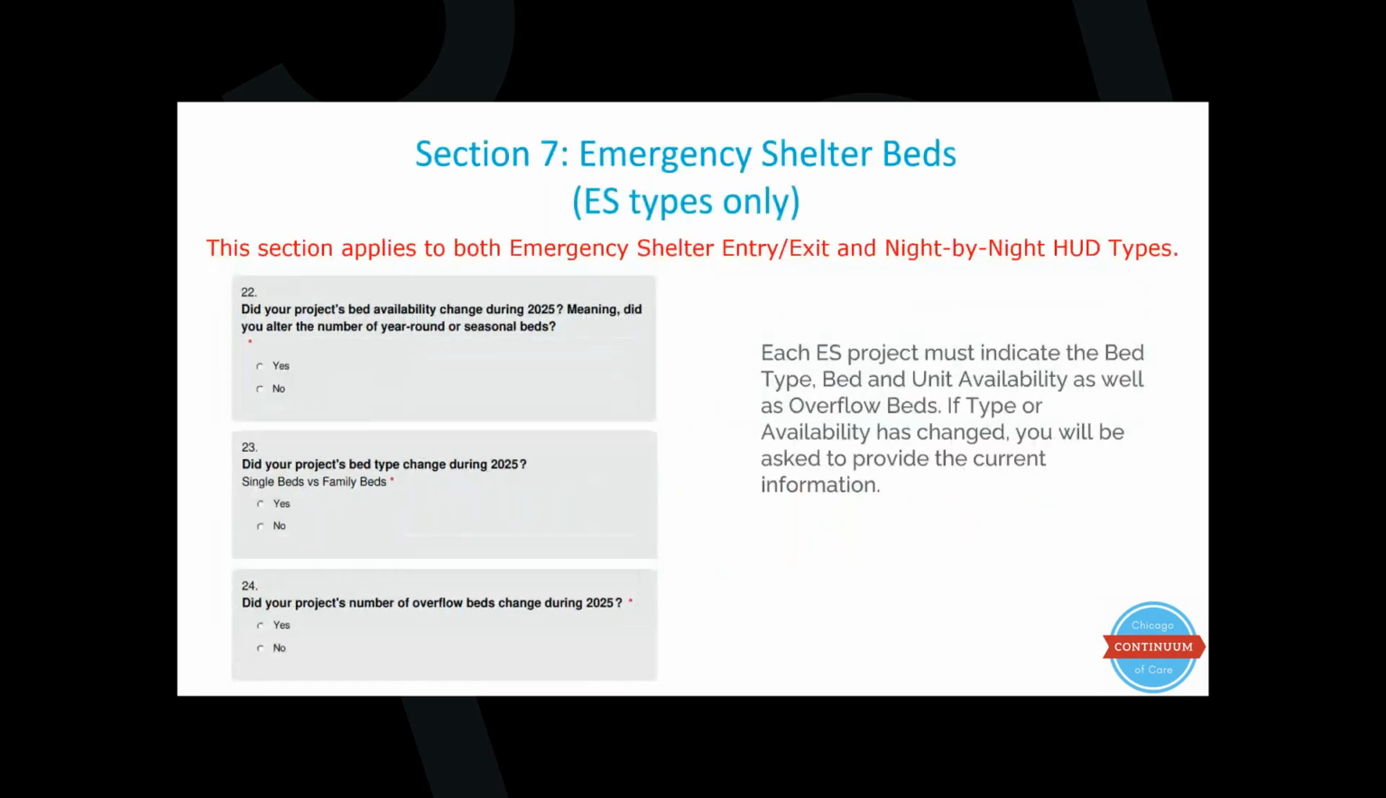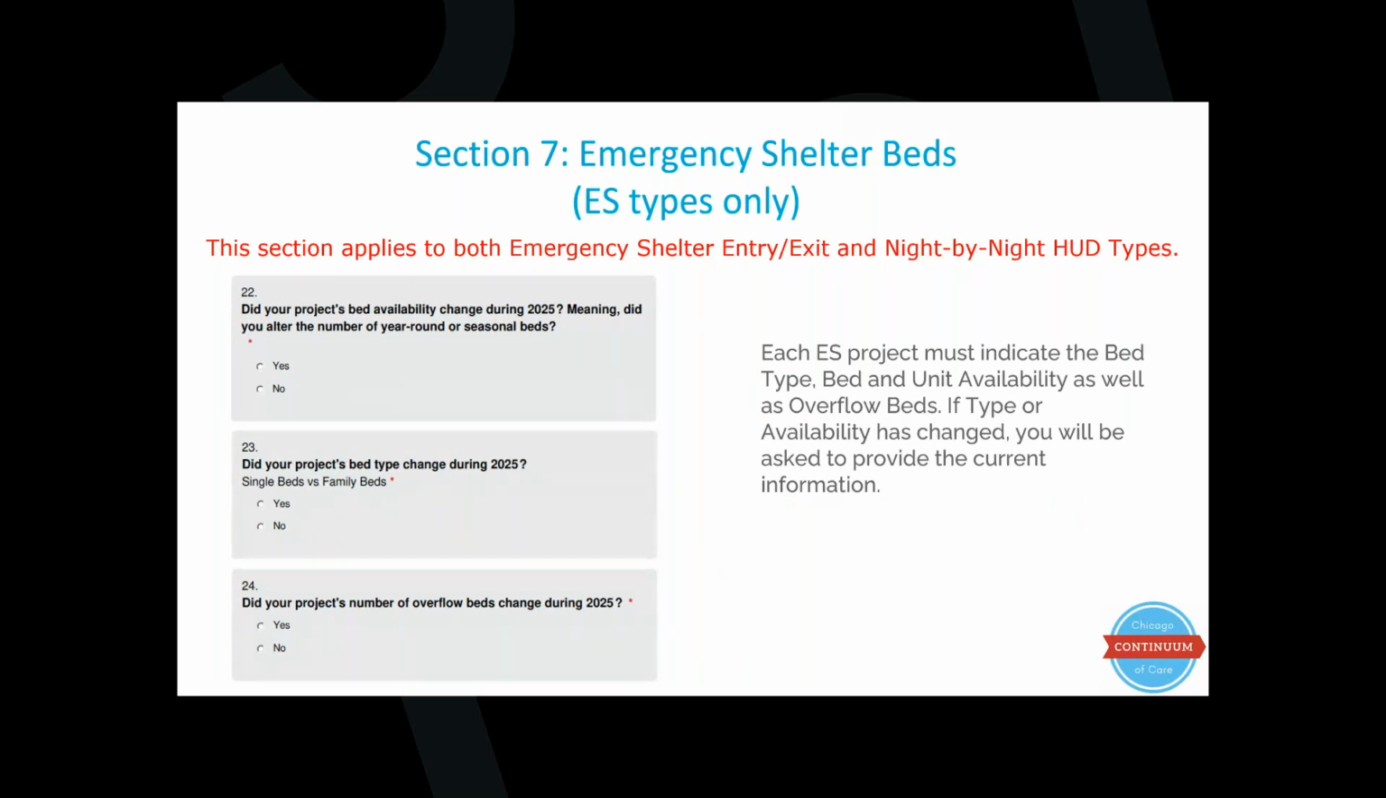Okay, so the next section is going to be section 7, which is only going to be applicable to emergency shelter projects. So again, if you selected emergency shelter as the project type in the previous sections, this section is going to populate for you. If you selected anything else, you're not going to see this section. So what this section is intended to do is to capture any differences that happened with your project and to understand why it happened and also what the current bed inventory should be set as.